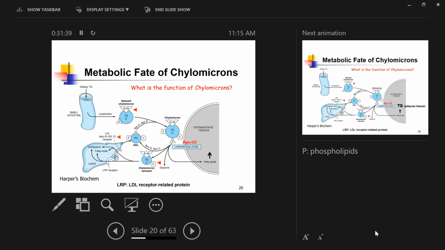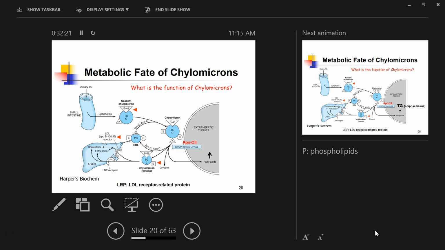And then the chylomicron is released into the circulation and gets another type of apoprotein, for example, ApoC and ApoE from HDL. And finally, chylomicron becomes mature. Mature chylomicron contains everything, the lipids and also all the apoproteins.